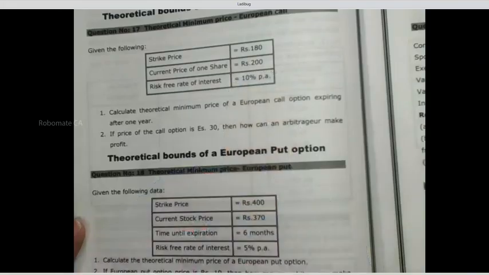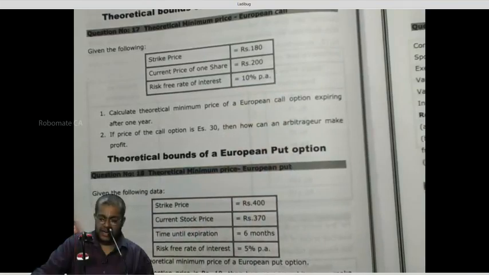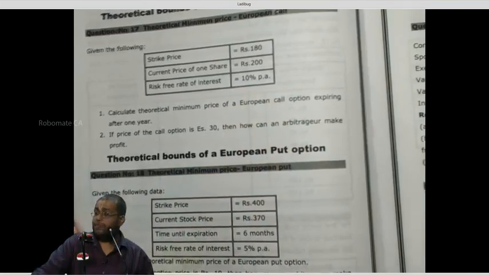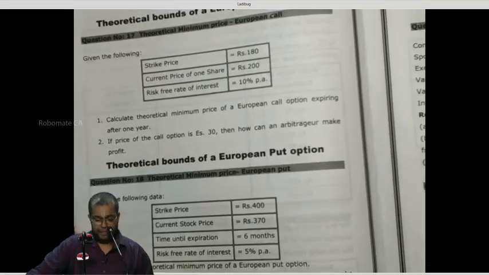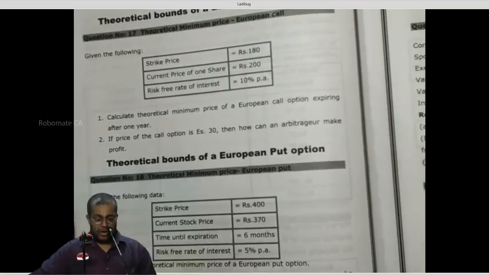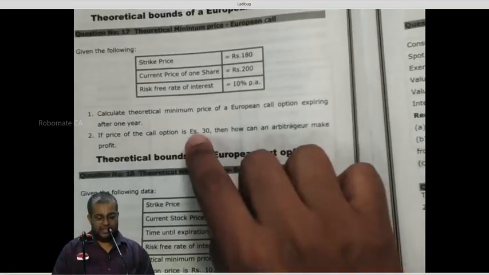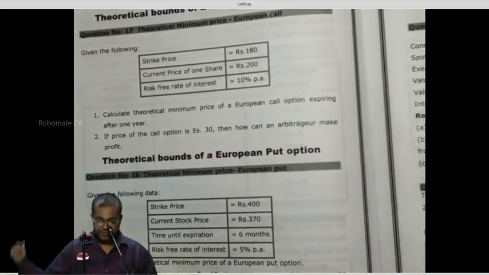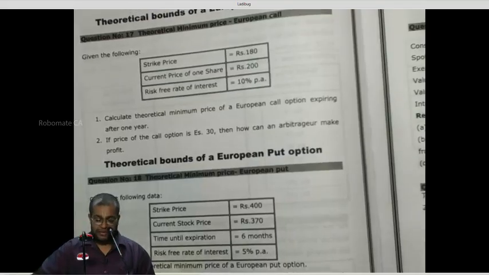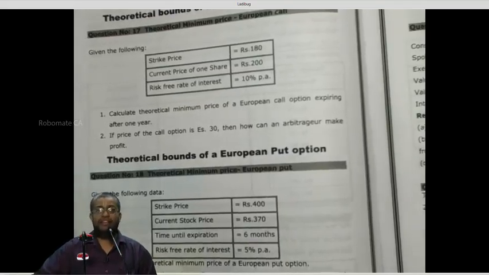Current price of 1 share is 200. Risk-free rate of interest is 10%. Calculate the theoretical minimum price of a European call option expiring after 1 year. If the price of the call option is rupees 30, it is not ES, it is RS. If the price of the call option is rupees 30, then how can an arbitrageur make a profit is the issue.